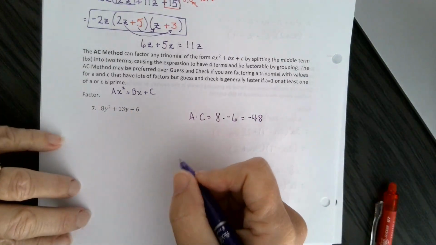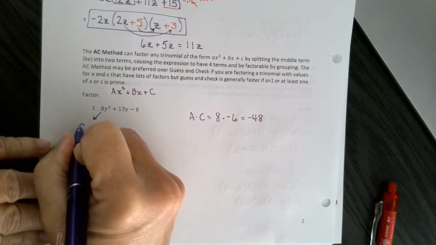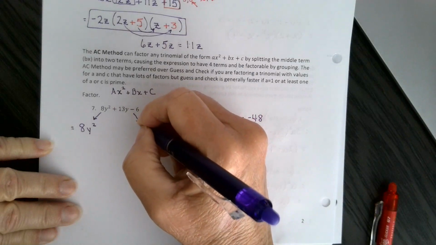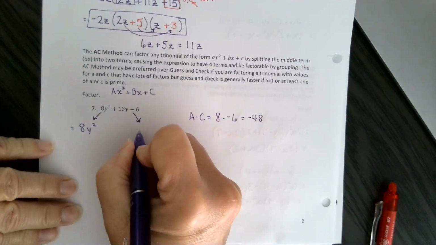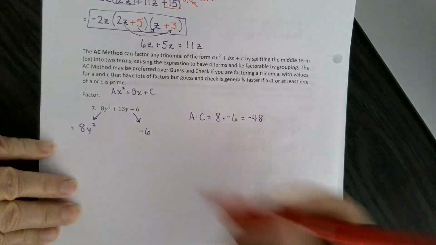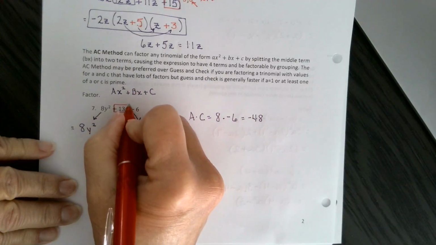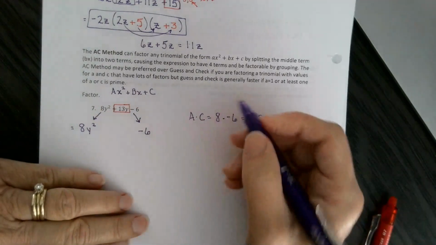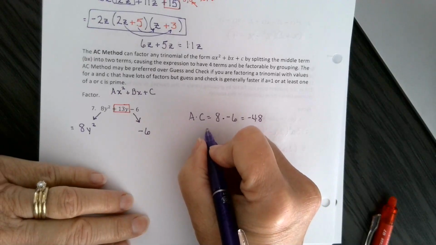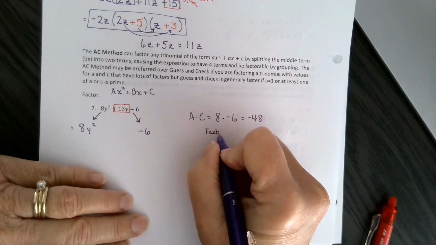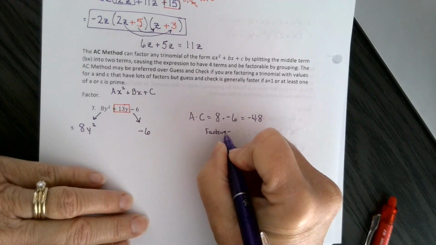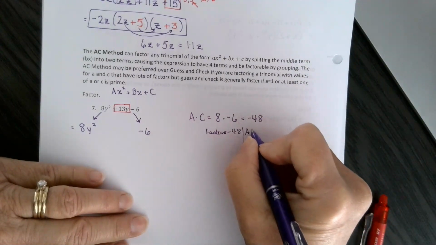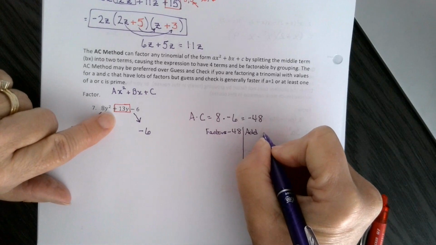Okay, so here's what you're going to do. You're just going to bring down this 8y squared. You're also going to bring down this negative 6. What you're going to do is replace the middle term with two factors. So the next step is you want to know the factors, which means numbers that multiply together to give us negative 48 and that add to give us positive 13.